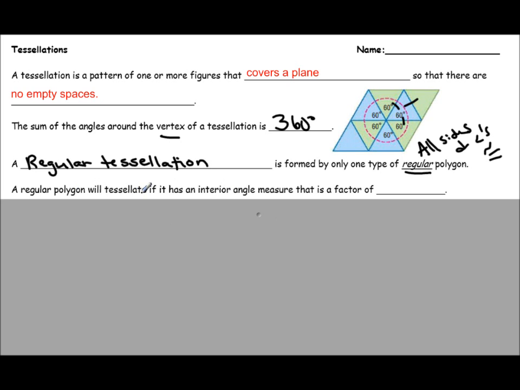A regular polygon will tessellate if its interior angle measure, so if this angle measure here, is a factor of 360, meaning if I take 360 degrees and divide it by its interior angle measure, 60, it should come out evenly, meaning no decimals, just a whole number. So if the measure of its interior angle divides evenly into 360, then it tessellates.